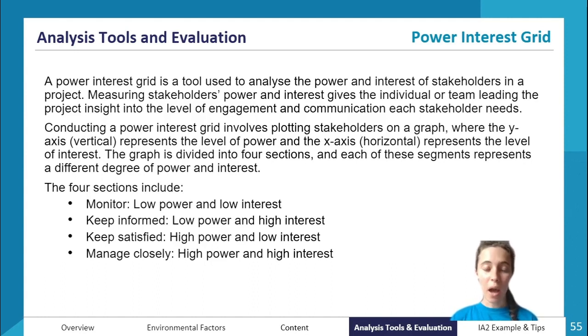So conducting a power interest grid involves plotting stakeholders on a graph. The y-axis, which is vertical, represents the level of power, and the x-axis, the horizontal, represents the level of interest in the project. So the graph is divided into 4 sections, and each of these segments represents a different degree of power and interest. So you've got monitor, which is low power and low interest. Keep informed, low power and high interest.